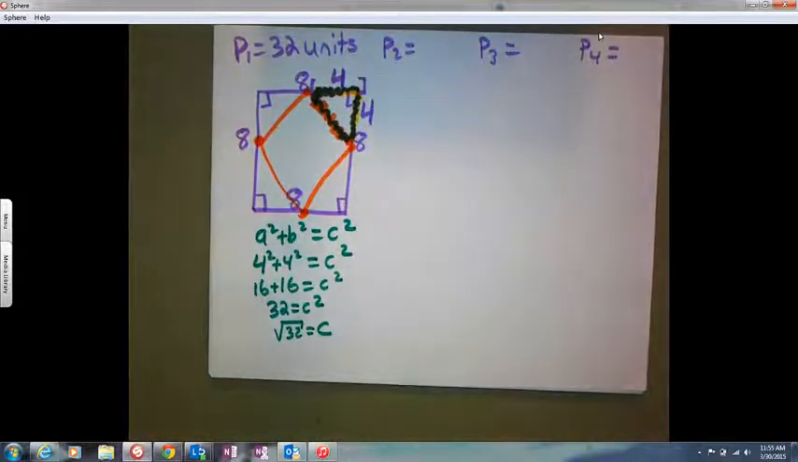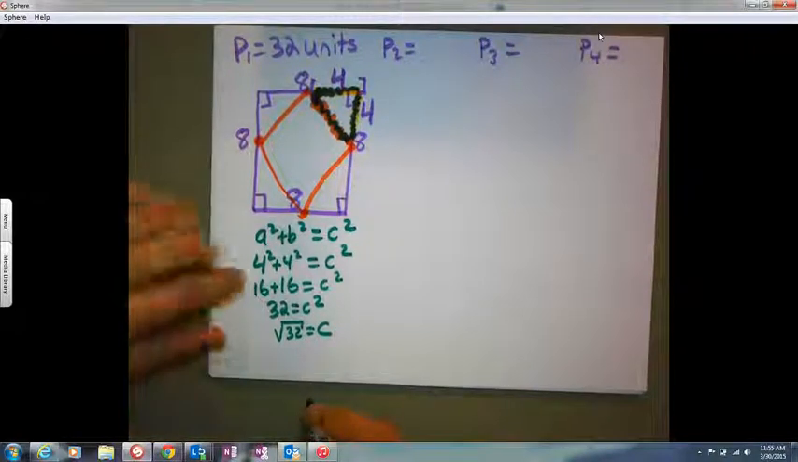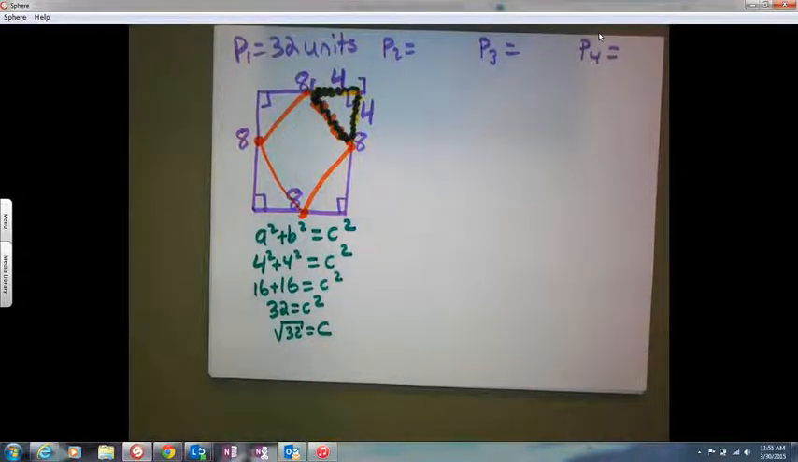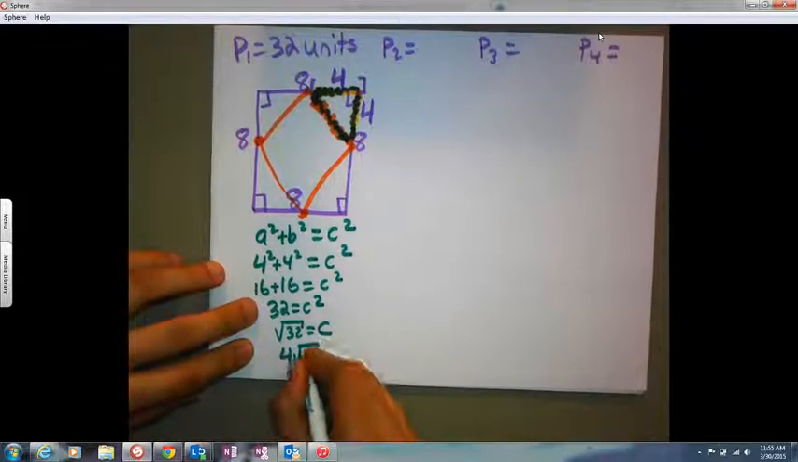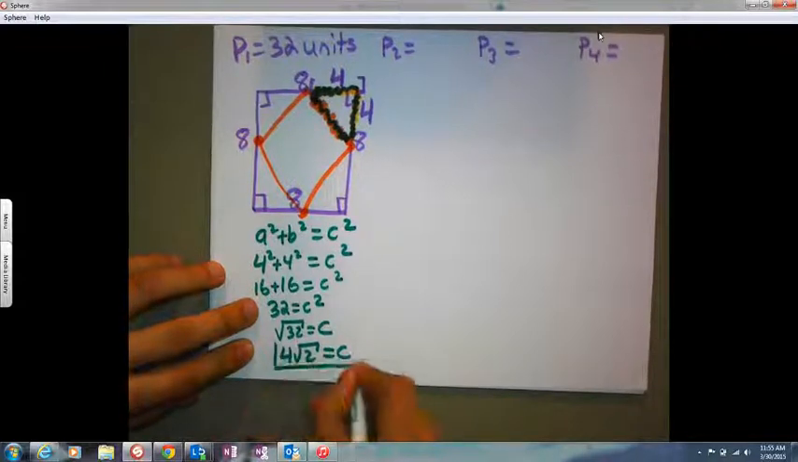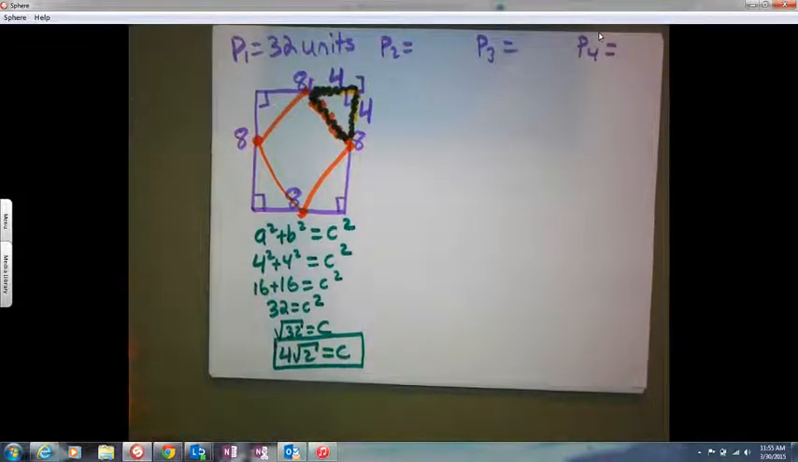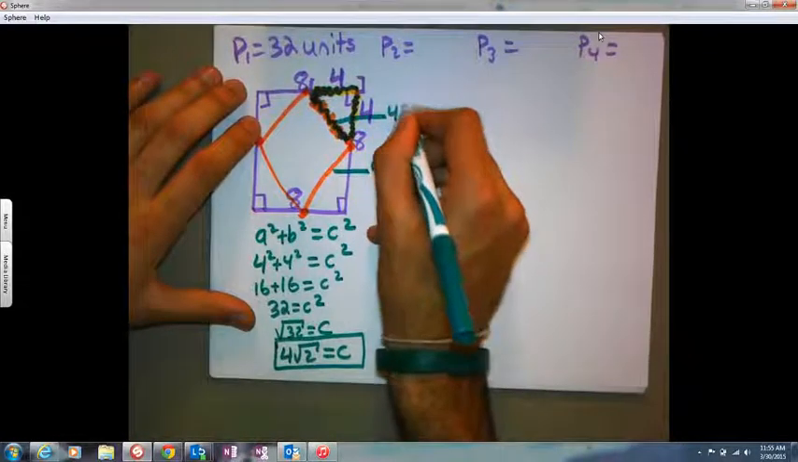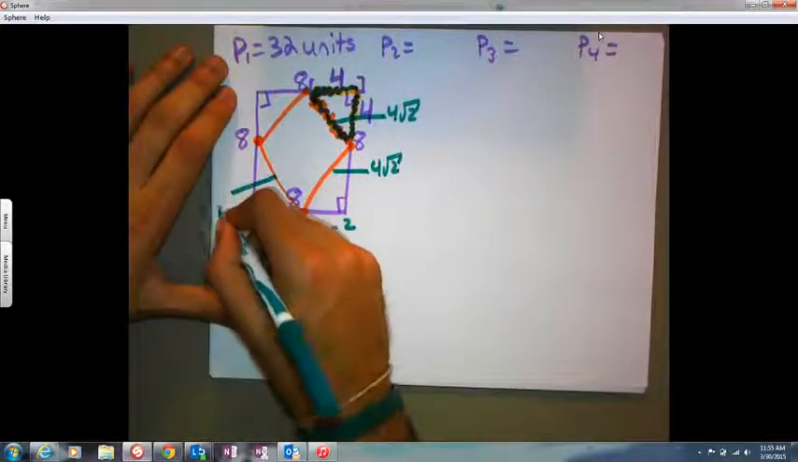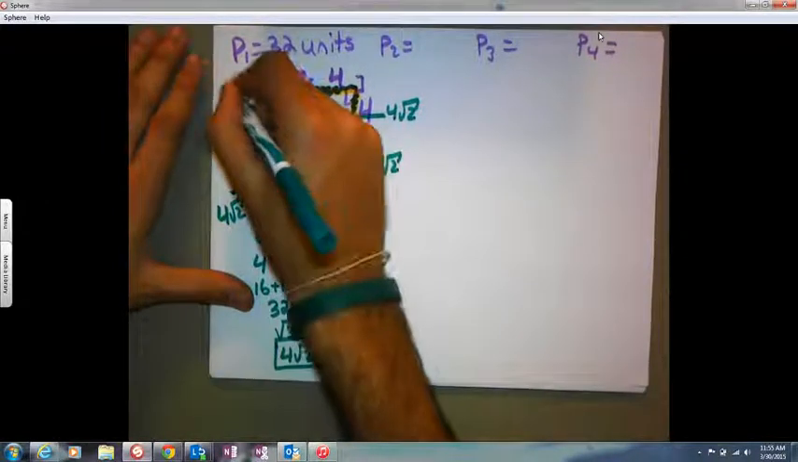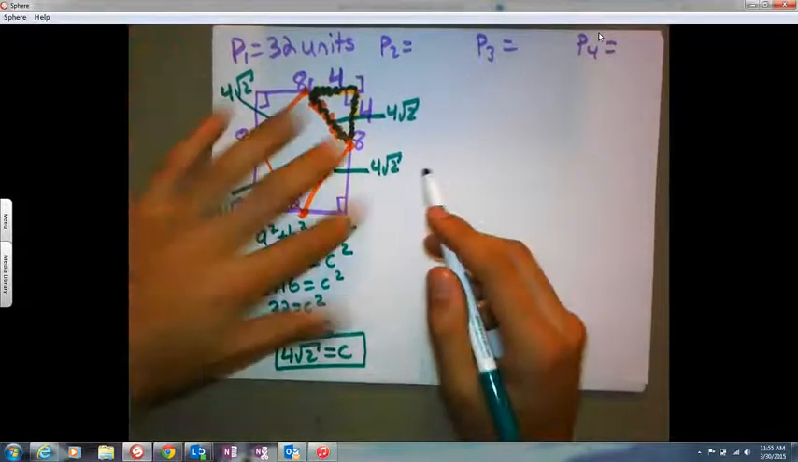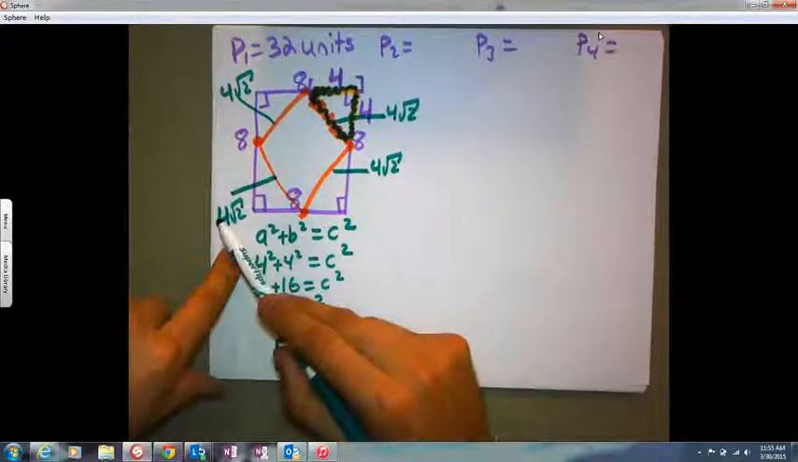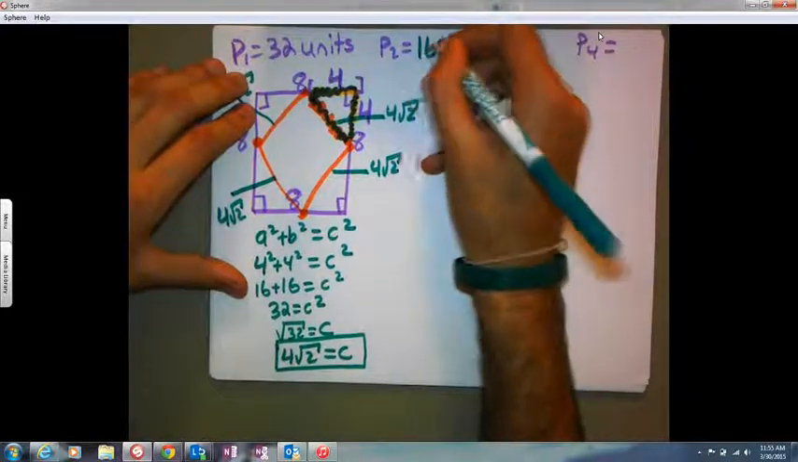It is often helpful to actually simplify this a little bit. And remember, 32 can be divided into 2 times 16. Square root of 16 is, of course, 4. So we have 4 root 2 equals c. Which means every side of this new smaller square, which remember, that's the square we want the perimeter of. If you add all this up, 4 plus 4 is 8, 12, 16. This is saying this perimeter is 16 root 2.